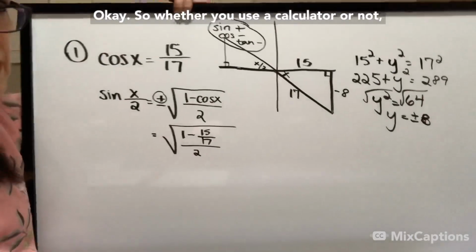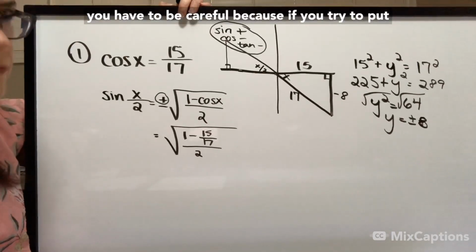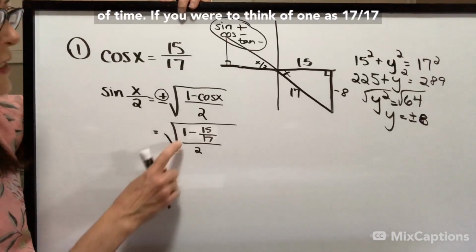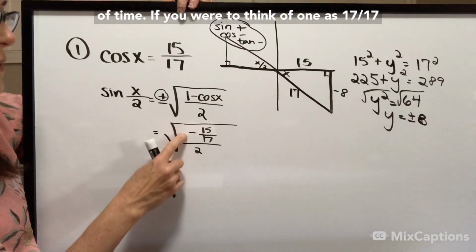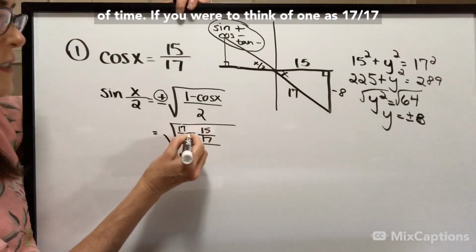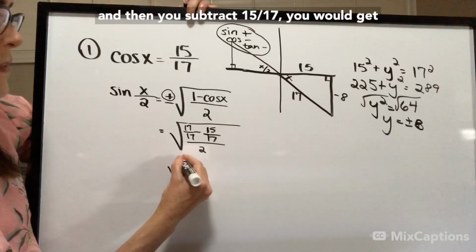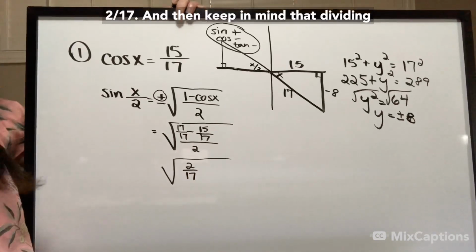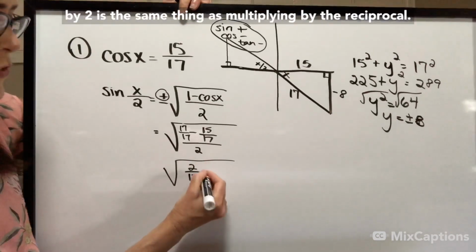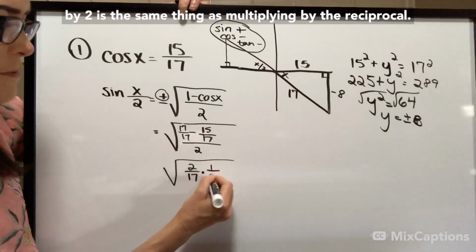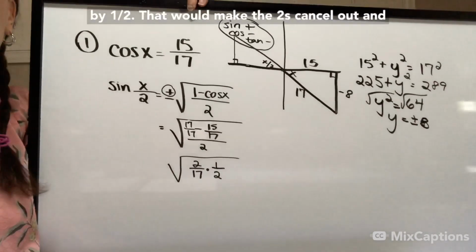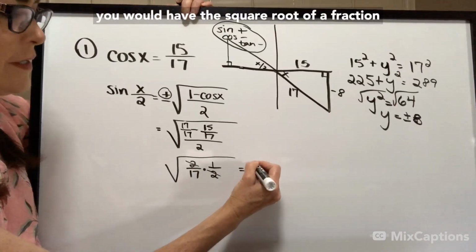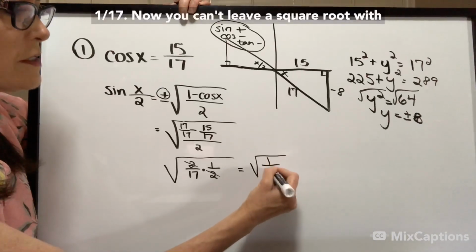Okay, so whether you use a calculator or not, you have to be careful, because if you try to put all that in at once, you'll probably not get the right answer. So just do this a little bit at a time. If you were to think of 1 as 17 over 17, and then you subtract 15 over 17, you would get 2 over 17. And then keep in mind that dividing by 2 is the same thing as multiplying by the reciprocal. So it would be the same thing as multiplying by a half. That would make the 2's cancel out, and you would have the square root of a fraction, 1/17.